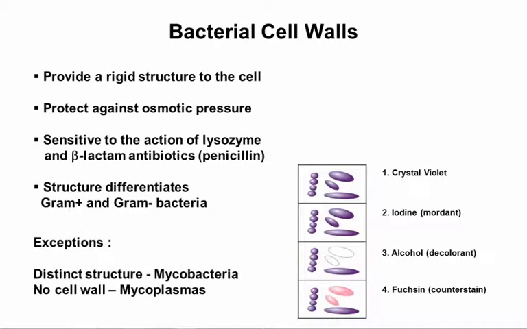Okay, one more thing to remember, don't forget, this is true about most eubacteria. There are some exceptions, mycobacteria, acid-fast, they don't really work with gram staining. And there are some bacterial cells that are parasites on eukaryotes that don't have a cell wall at all.